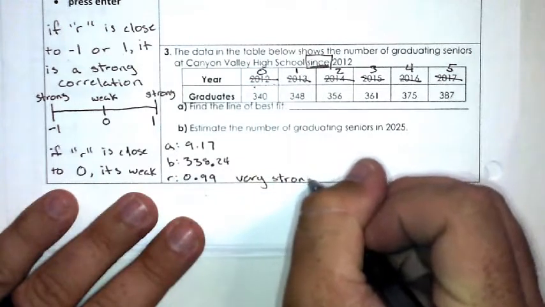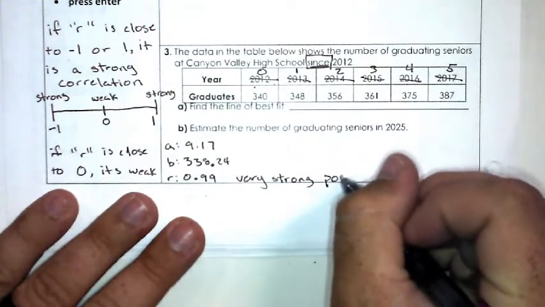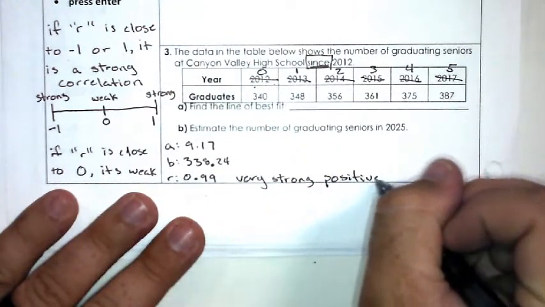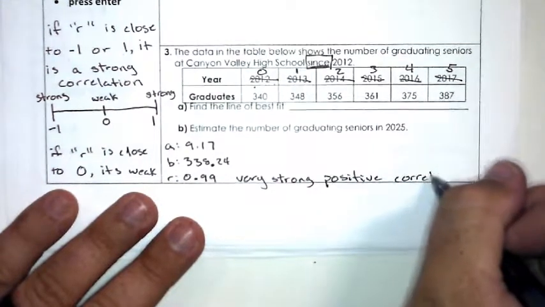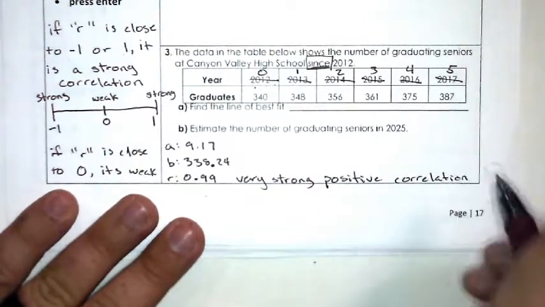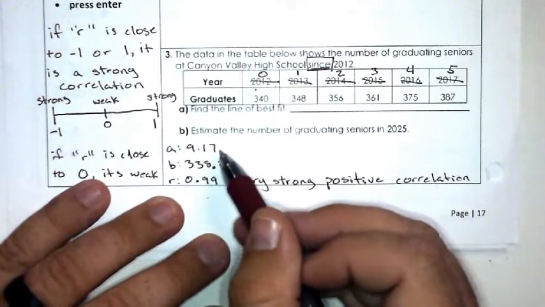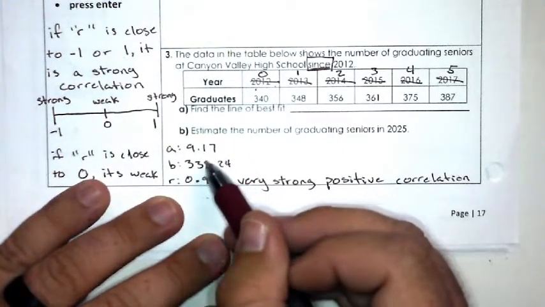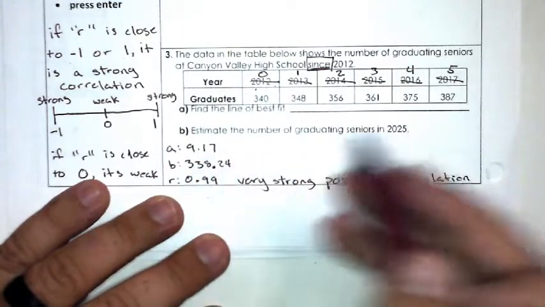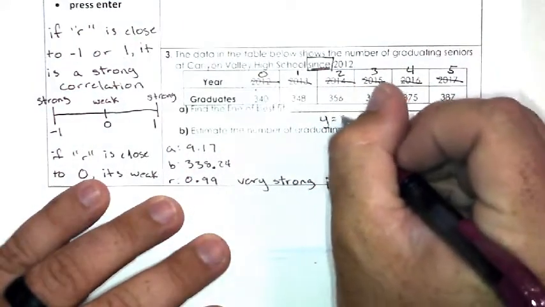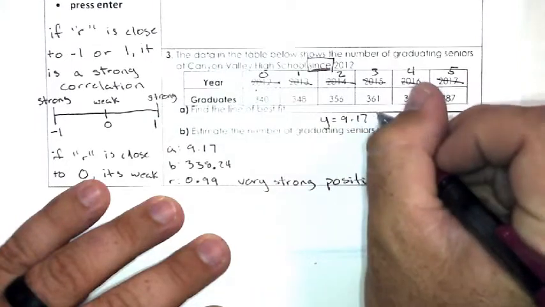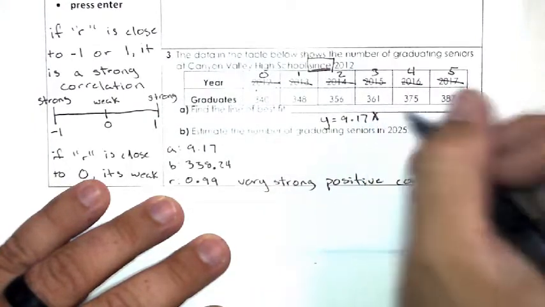A, is that my y-intercept or my slope? Slope. So I have y equals 9.17 times x plus 338.24. Now the question says, estimate the number of graduating seniors in the year 2025.